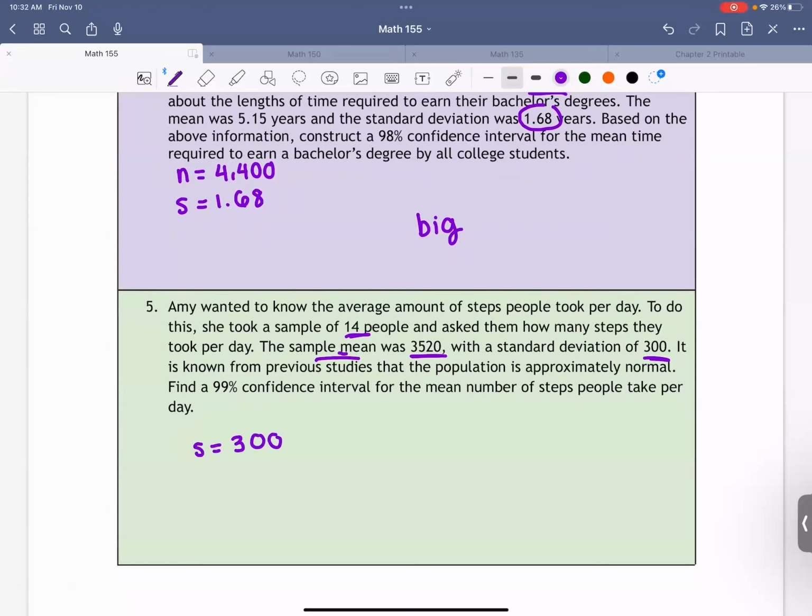Anyone who said sample want to explain why? Michael? Because it says the sample mean and then the standard deviation in the same sentence. Yeah, so whenever we're talking about the standard deviation in the same sentence as talking about the sample, these questions aren't going to get too crazy, okay? If it's in the same sentence as talking about the sample, this is also the sample, okay? So big or small chart? Big chart, perfect.